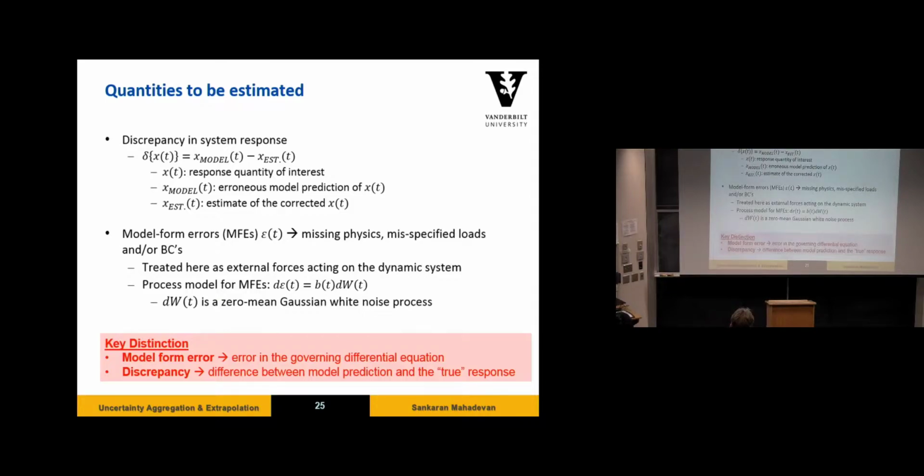So what I want to focus on is a direct approach. So I want to make a key distinction. I've written a lot of words here, but this is really the most important thing here, where I'm going to distinguish between discrepancy, which is at the level of the output, the model output, compared to the response, true response, as opposed to model form error, which is the error in the governing equation. And if I'm able to catch that, I might be able to do extrapolation much more meaningfully.